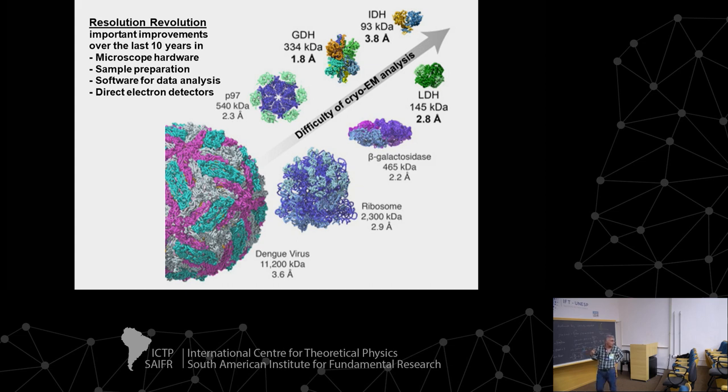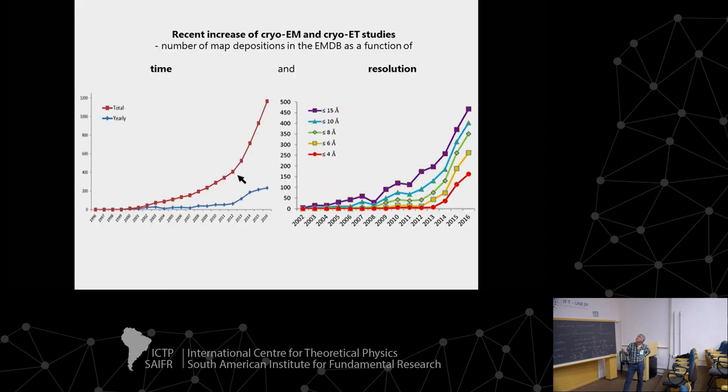The best, highest resolution structures, I think there have been some that are close to or even better than 2 angstroms. And here is the number of map depositions in the electron microscopy database as a function of time and resolution. So this is the years here, going up to 2017, 2016, and you can see that the number being deposited every year in blue is increasing. And the total number is increasing exponentially.